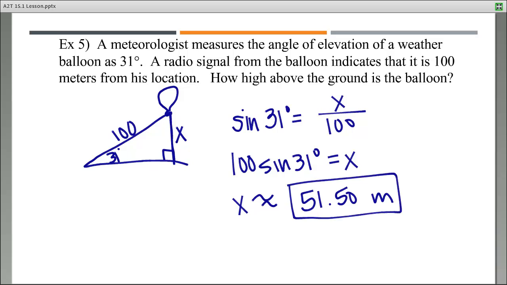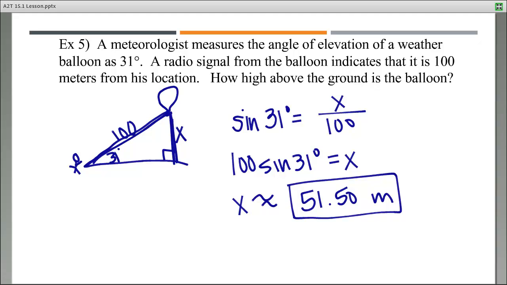I know the wording is a little bit weird on that one, but how high off the ground is definitely the perpendicular distance. And this is where the meteorologist is standing, right? And so the distance to the balloon would be that line there. So I know it's weird, but it is what it is.